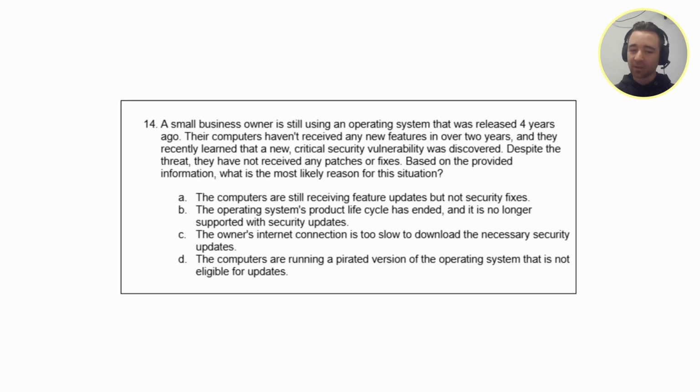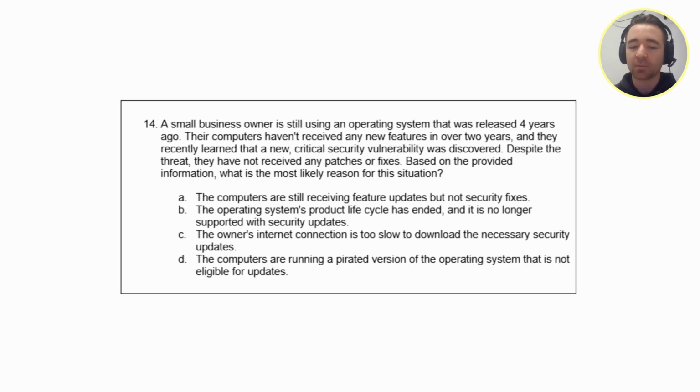So look, guys, final question here before I'm going to send you off to the next exam objective. This question reads, a small business owner is still using an operating system that was released 4 years ago. Their computers have not received any new features in over 2 years, and they recently learned that a new critical security vulnerability was discovered. Despite the threat, they have not received any patches or fixes. Based on the provided information, what is the most likely reason for this situation?